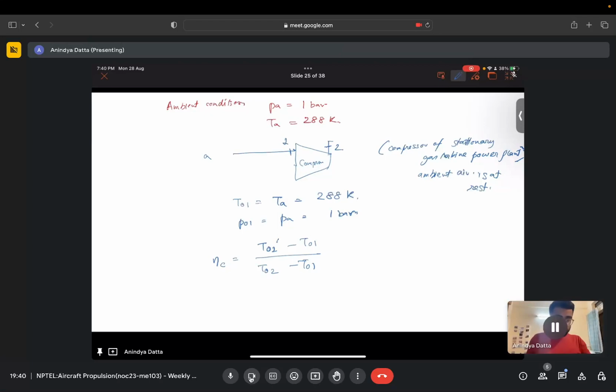Okay, so first step is the same thing that we have done for all our thermodynamic analysis, right? We have to find out the temperature at the exit of the compressor. Given the compressor isentropic efficiency, we start with the definition of compressor isentropic efficiency.